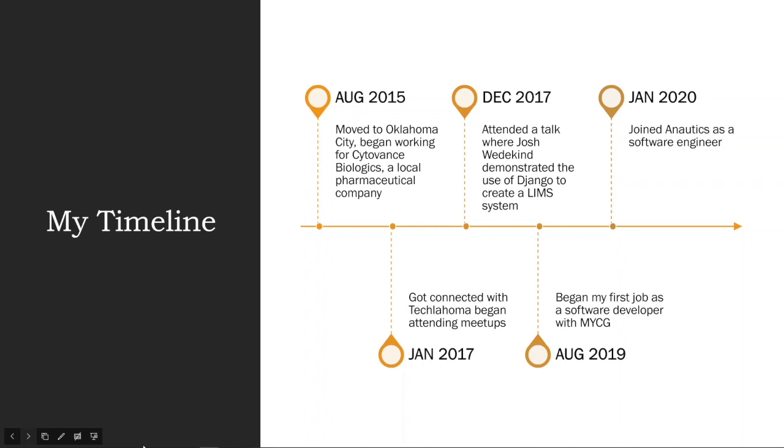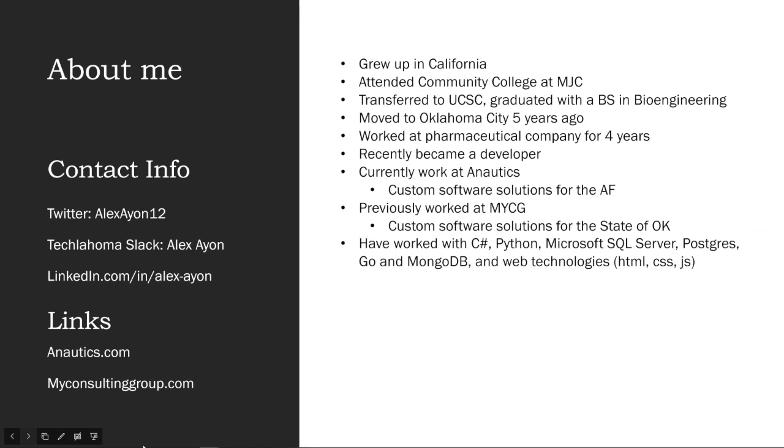So a little bit about me. I grew up in California, went to high school there, junior college, and university. I went to Modesto Junior College, to UC Santa Cruz, and graduated with a Bachelor's of Science in Bioengineering. So I moved, like I said, to Oklahoma City about 5 years ago and worked for the pharmaceutical company for four. And I'm a recent developer. I'm currently working with Onotix.